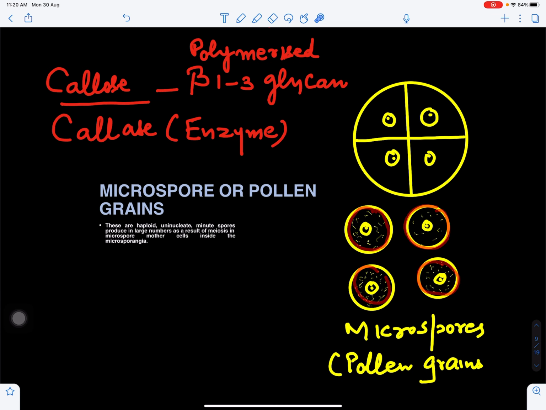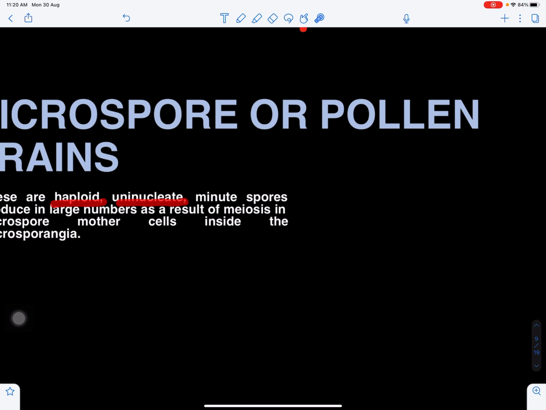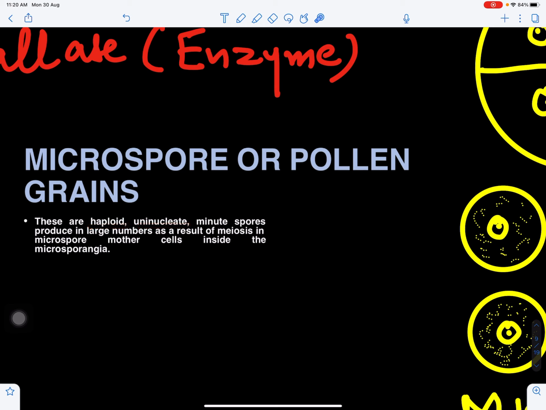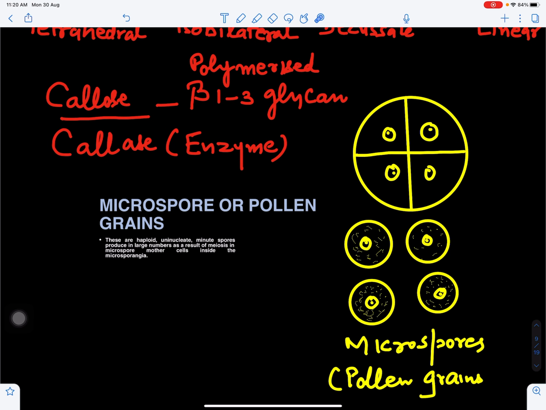So these microspores or pollen grains are haploid, uninucleate, minute spores produced in large number as a result of meiosis in the microspore mother cell inside the microsporangia. So these are the haploid microspores which are produced after the meiotic cell division, called pollen grains. Now how the anther dehisces to liberate these pollen grains, and how these pollen grains germinate to form the male gametophyte, we will discuss in the next video.